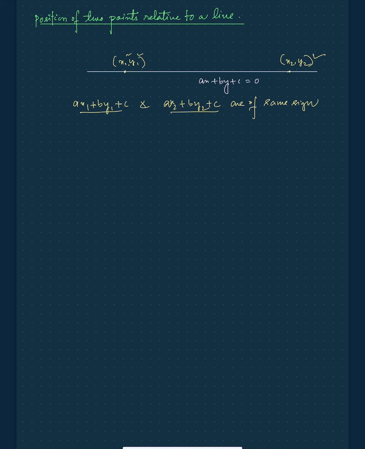Opposite: when you put ax1 plus by1 plus c, if this is positive, suppose, and ax2 plus by2 plus c, suppose this will be negative. One positive and the other negative, or one negative and the other positive, then they will lie on the opposite sides of the straight line. Did you understand?